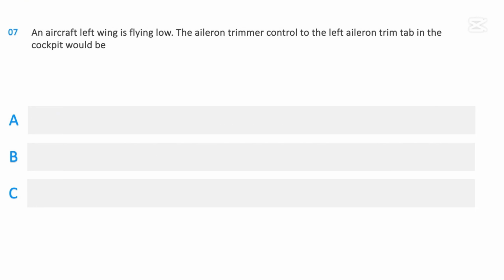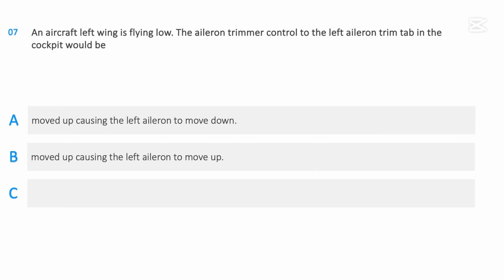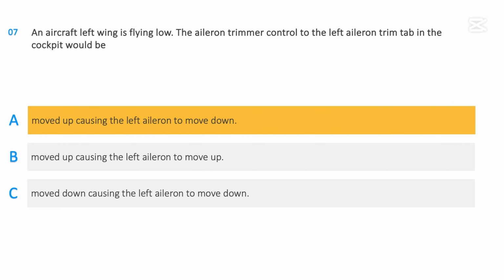An aircraft left wing is flying low. The aileron trimmer control to the left aileron trim tab in the cockpit would be moved up, causing the left aileron to move down. Moved up, causing the left aileron to move up. Moved down, causing the left aileron to move down. The correct answer is moved up, causing the left aileron to move down.